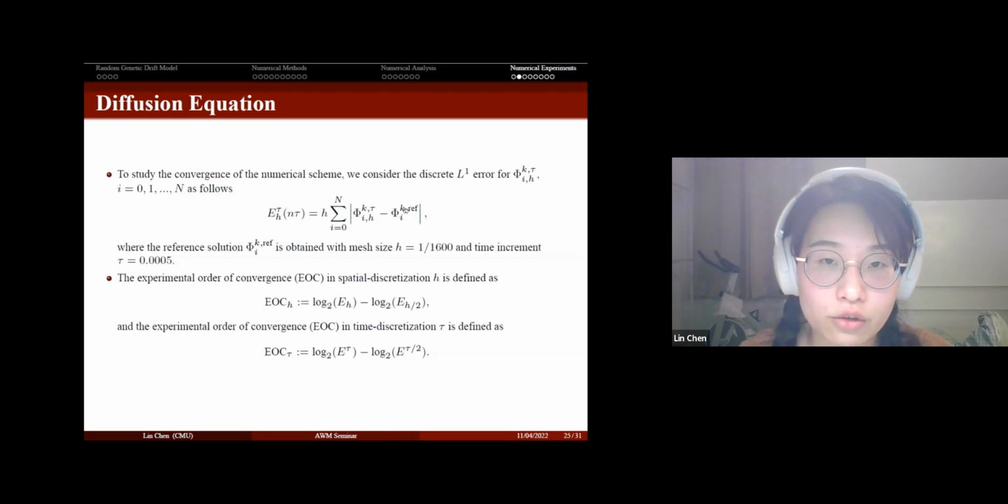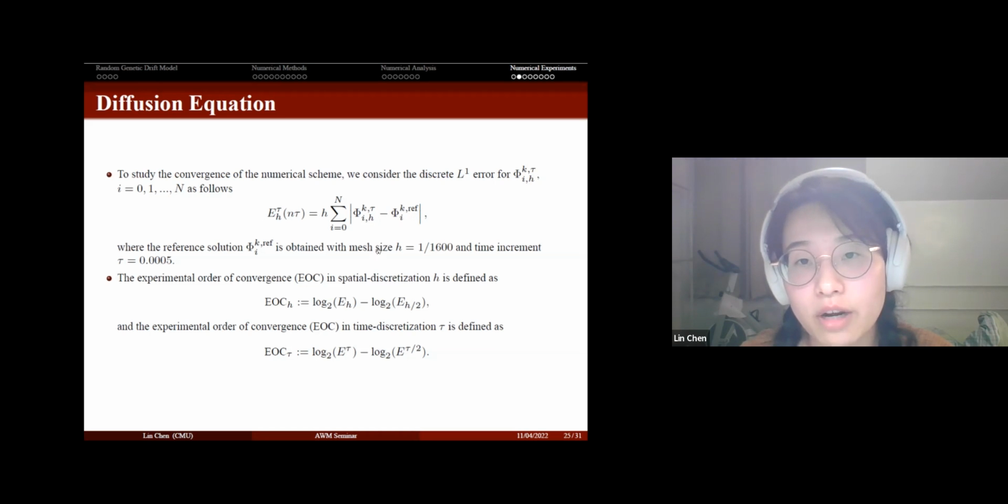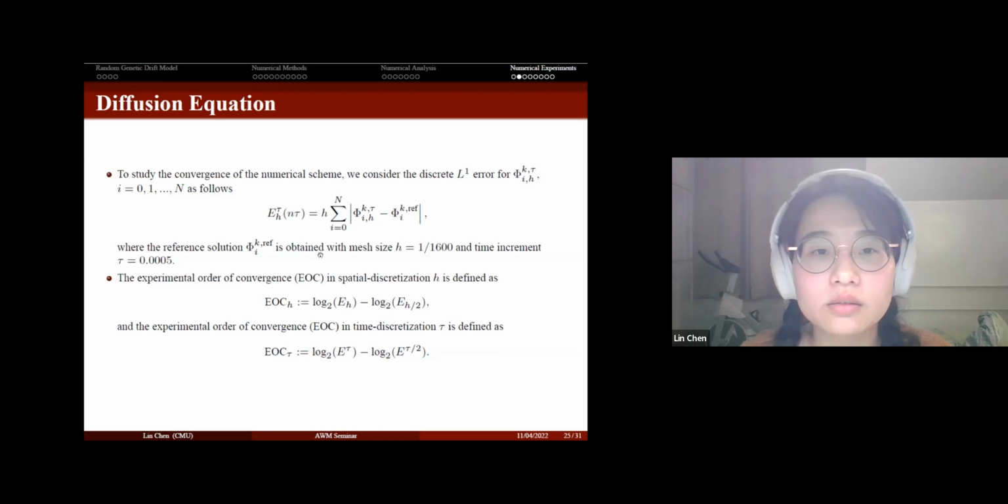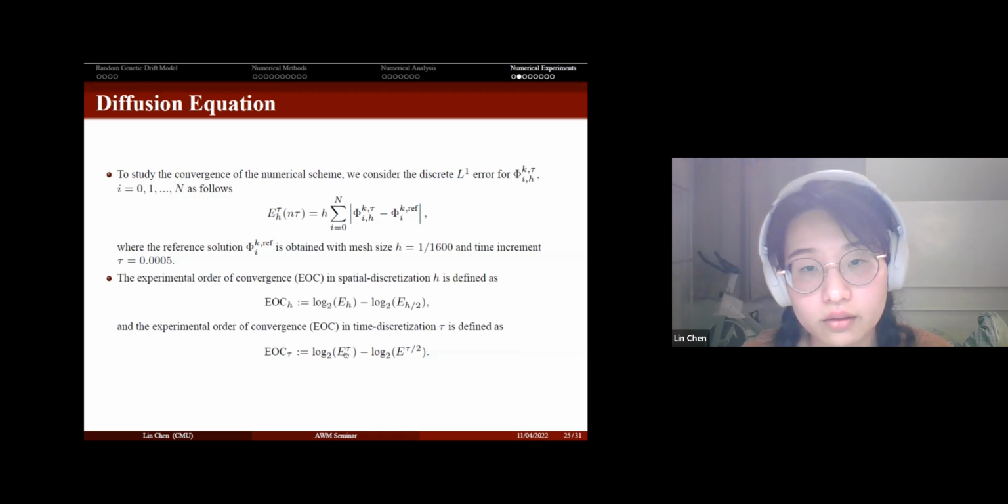Here, phi_ik reference means that if we choose the mesh size to be small enough and the time size to be small enough, it can approximate the real value. So we want to compute the distance between our numerical solution and our reference solution here. And the order of convergence in space can be defined this way, and we can also define our order of convergence in time this way.